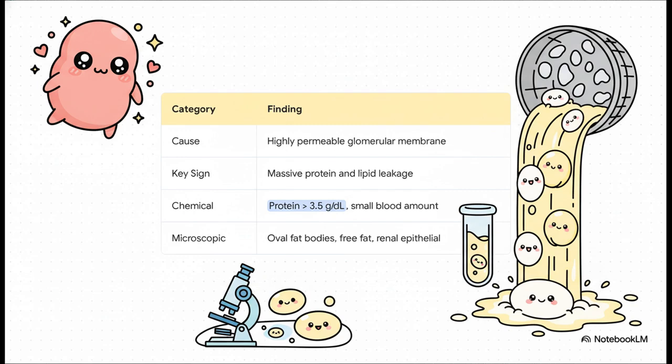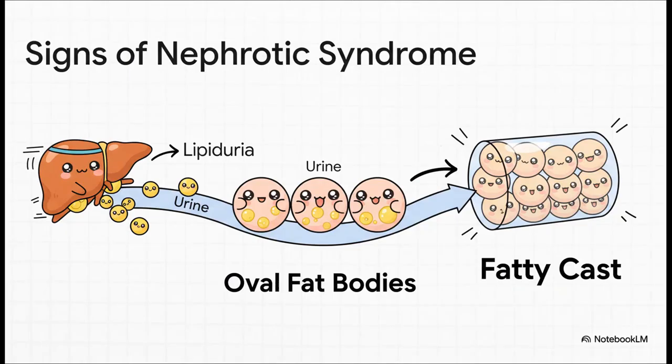And this huge protein loss kicks off a side effect. The body starts leaking lipids or fats into the urine, too. So the key takeaway for nephrotic syndrome is this fatty profile. It's a chain reaction, really. When the body loses all that protein, the liver goes into overdrive to try and make more. But in doing so, it also churns out a ton of extra lipids.